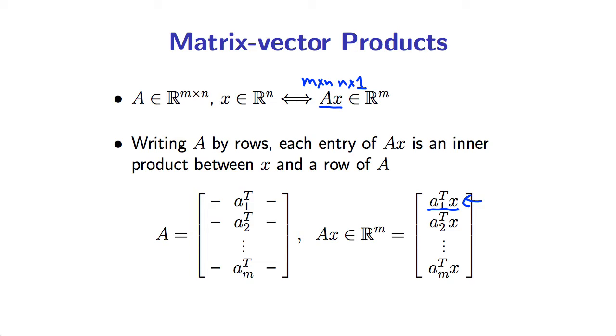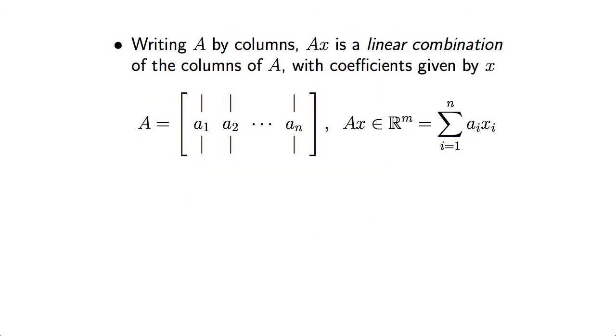Now that might be the most obvious interpretation because it follows pretty straightforwardly from the definition of matrix multiplication, how we defined it as being a set of inner products between the rows of A, and in this case it's only one column of x, so it's going to be a set of the inner products of the rows of A and the column x. But we can also interpret it another way.